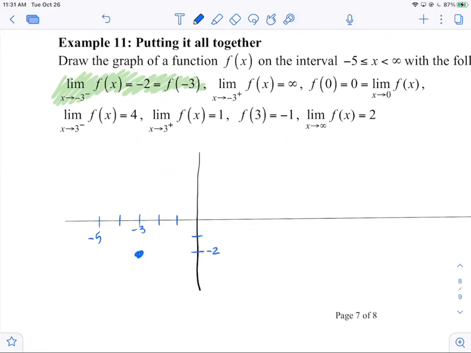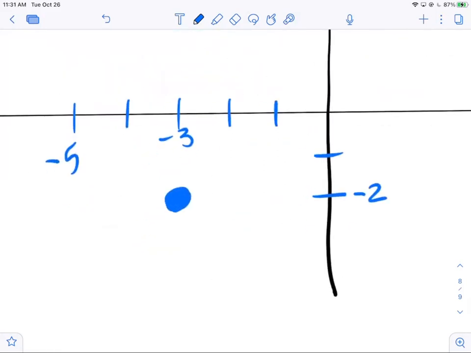And I'm going to put a solid dot because it said that's the function value. And now the limit from the left has to go into that spot. Now, you have some choices. Do you want it to come in from the top? Do you want it to come in horizontally, or do you want it to come in from the bottom? It's entirely up to you. I'm just going to make mine come in from the bottom.